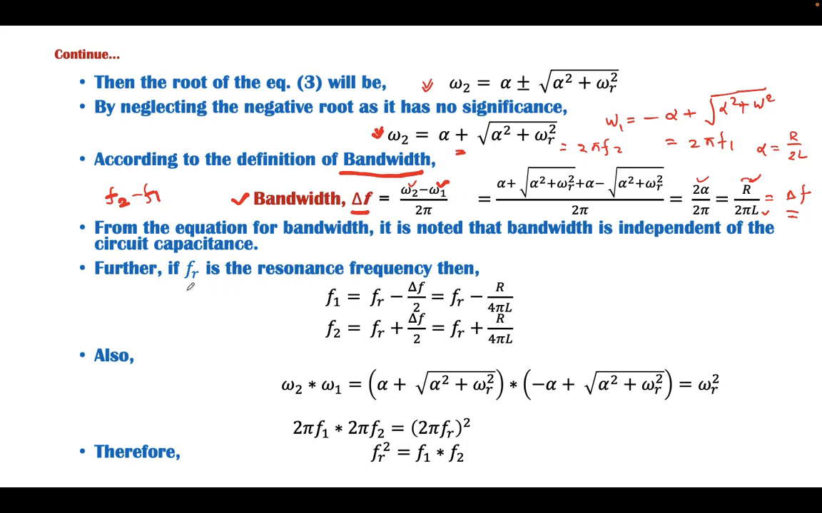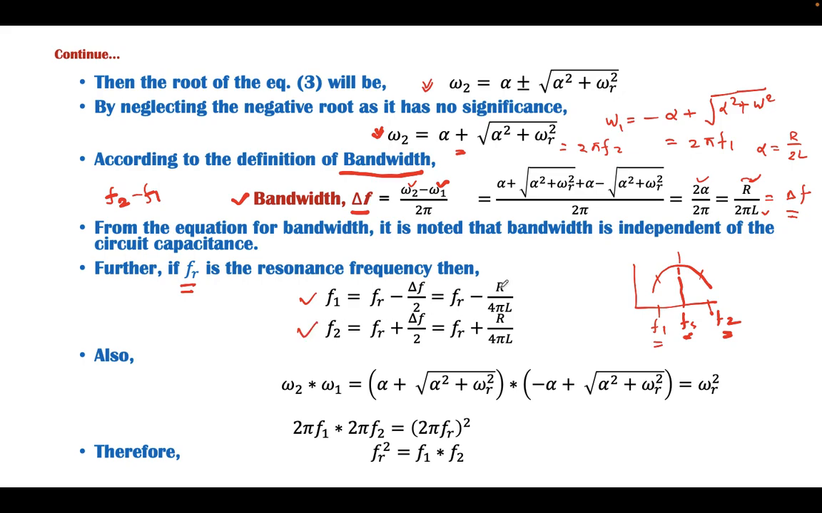Now at resonance we know the frequency is FR, because if we know the resonant frequency, we can find out the lower cutoff and upper cutoff frequency by knowing delta F. Delta F depends upon the circuit constants. This is FR, the lower cutoff frequency is F1, and the upper cutoff frequency is F2. If we know the bandwidth and the resonant frequency, by subtracting half of the bandwidth from the resonant frequency we can find out F1. Similarly, by adding half of the bandwidth to FR, we can get F2.